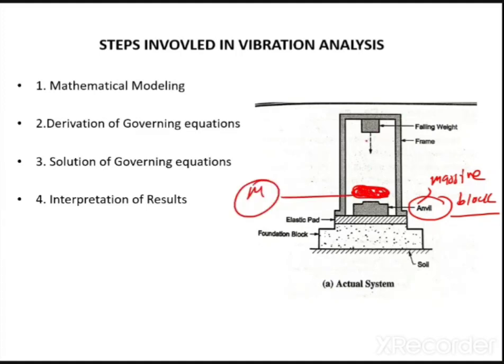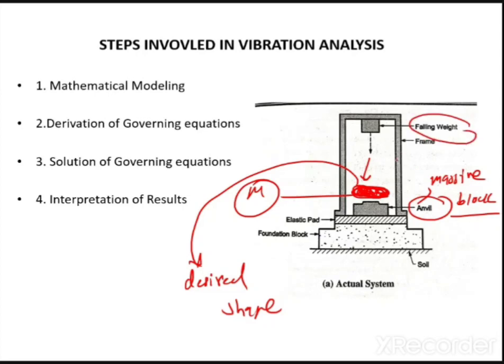So this weight will fall on this material, and with the help of this falling weight and this anvil, or you can say a massive block, you will get the desired shape. Desired shape means what? This weight will fall, and you will have repeated blows.